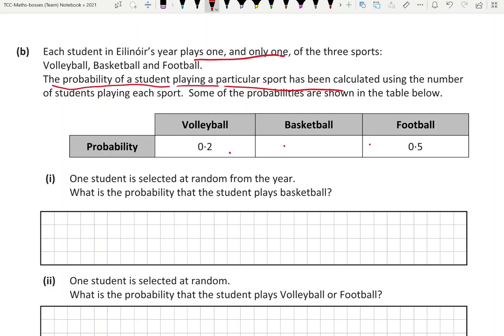One student is selected at random from the year. What is the probability that the student plays basketball? Well, we should just be able to look it up on the table, but there's no probability in there. So we're going to calculate it by subtracting from 1, which is the probability that a student plays any sport, because everyone plays one sport. So we subtract 0.2 and subtract 0.5, and so the answer is equal to 0.3.